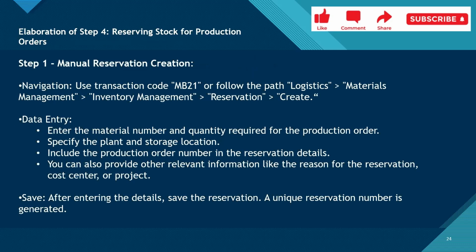Now, reserving stock for a production order, so we'll show. Here, manual creation is not needed. Whenever you create a production order, at runtime itself, the reservation gets created. The quantity that you have, it creates automatically, and I can see that number at runtime when I'm creating a production order.